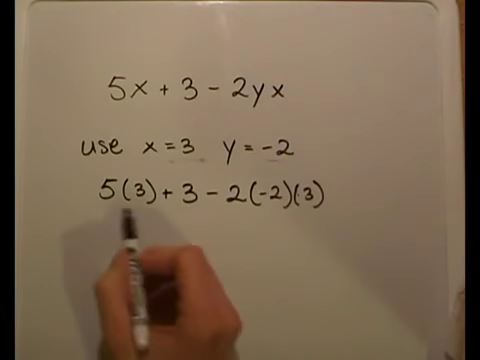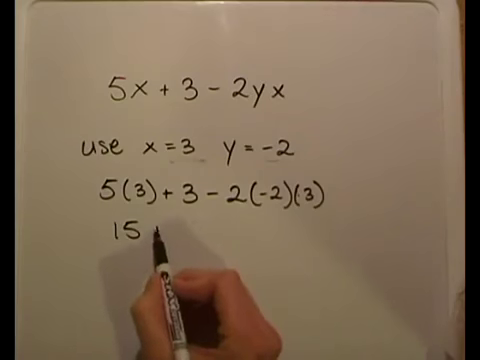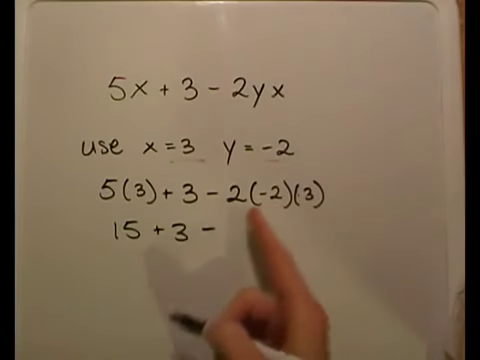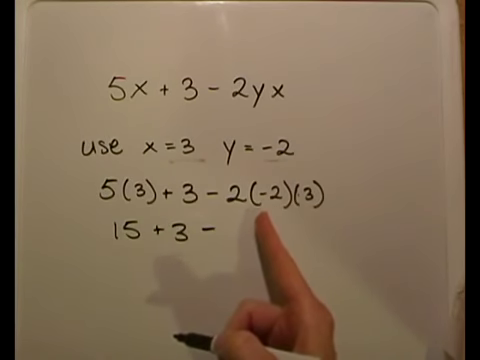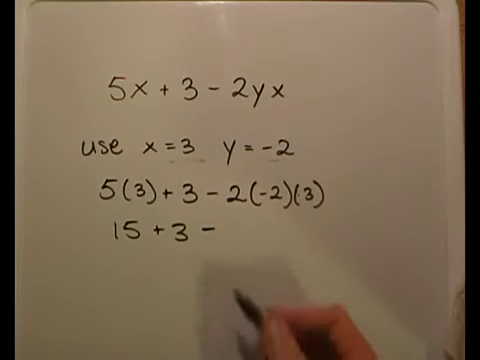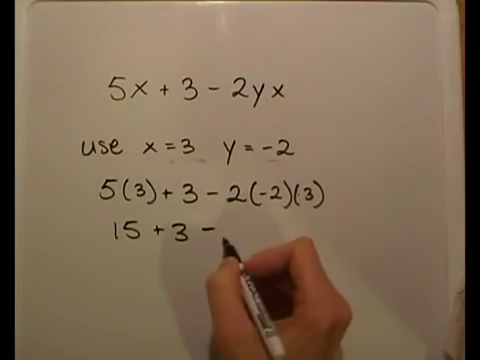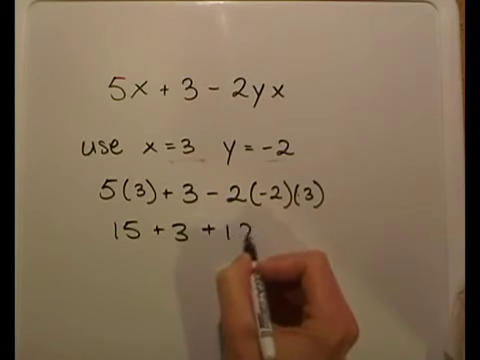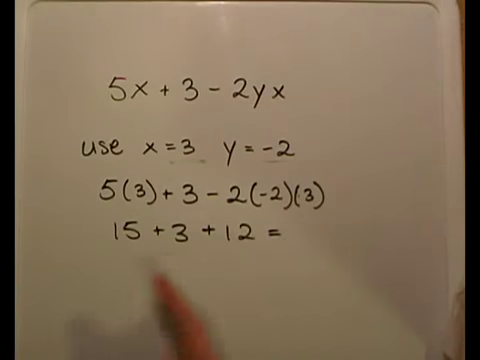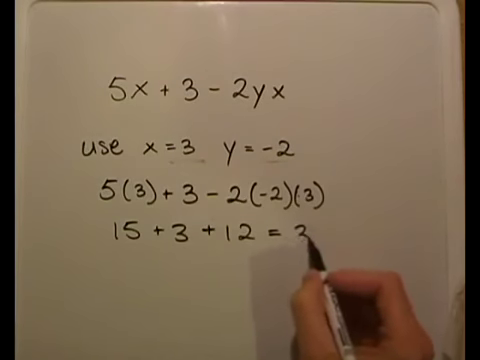Okay, now it's just a basic algebraic expression, and we just multiply this out and we get to our answer. So 15 plus 3 minus 2 times -2 is 4. 4 times 3 is 12. So we're going to get to positive 12. And this is going to equal 30.